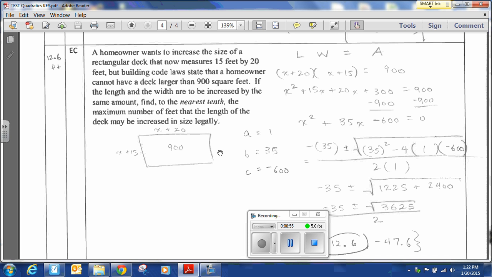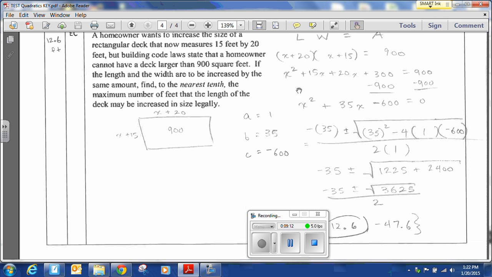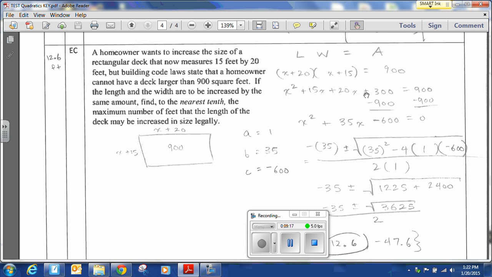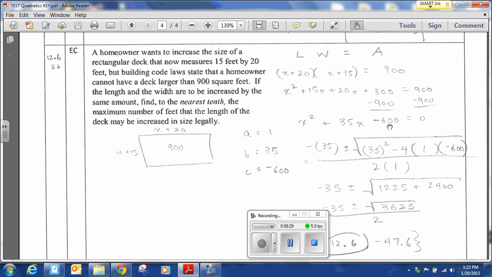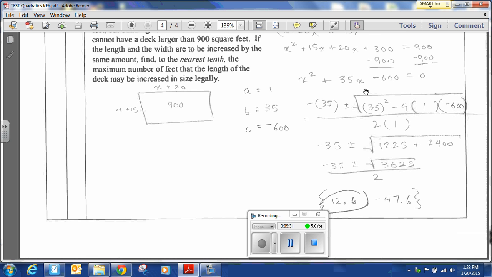So here's our new deck with 900 square feet area, with the length increased by x and the width increased by x. So we're going to plug all that into our area formula. Length times width equals 900. You must FOIL x plus 20 times x plus 15 to get x squared plus 15x plus 20x. Sorry, 20 times 15 is 300. Subtract 900 from both sides. We end up with x squared plus 35x minus 600 equals 0.